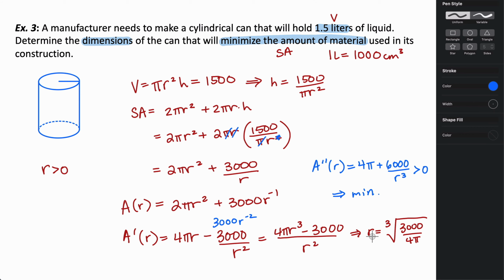So that value would be our minimum for the radius. And then for the height, you would just plug this in for r to figure out what the height would be.